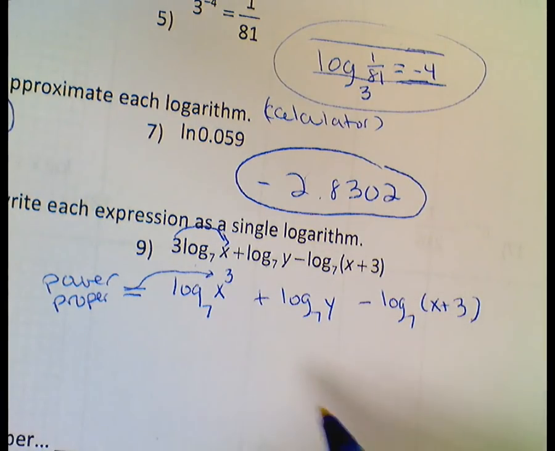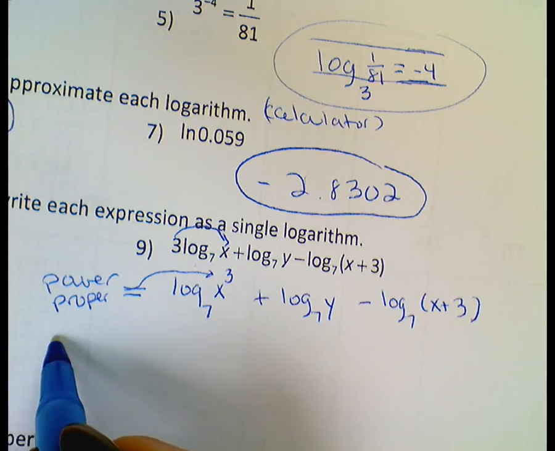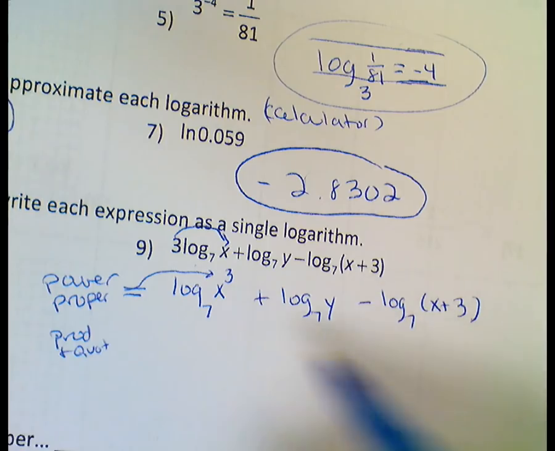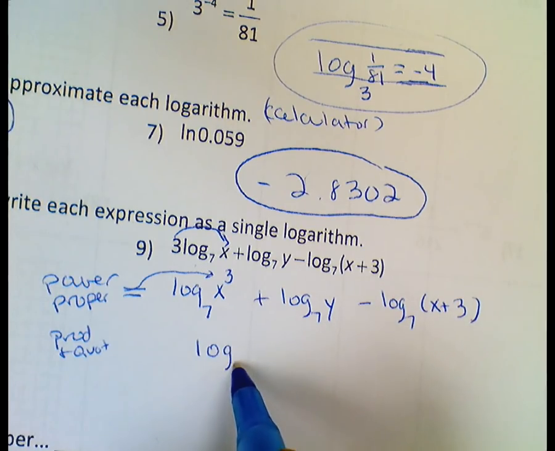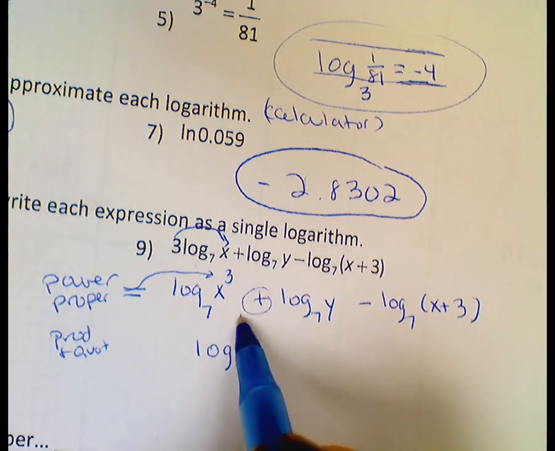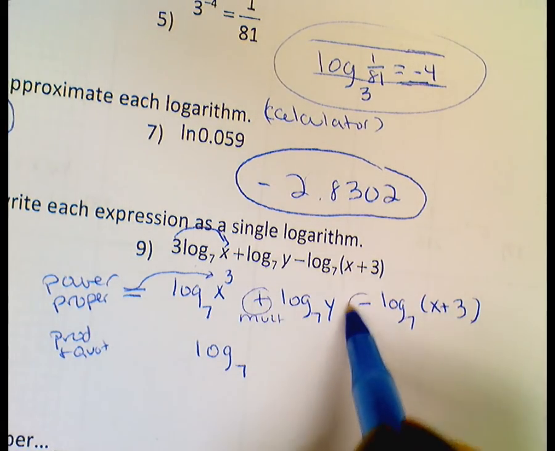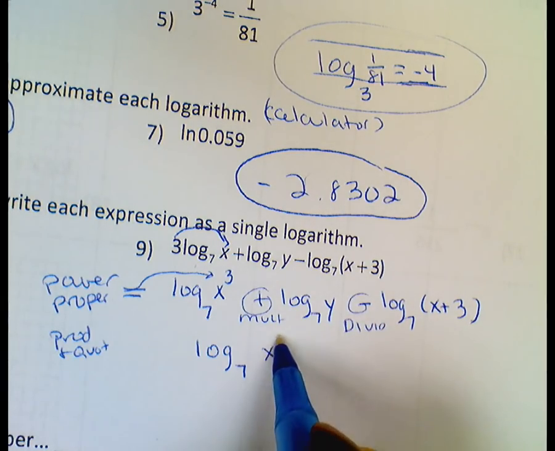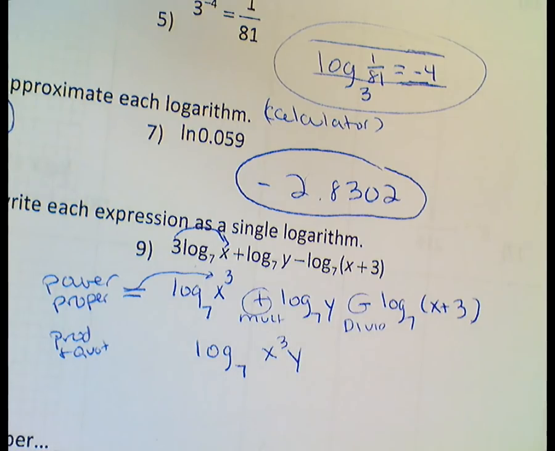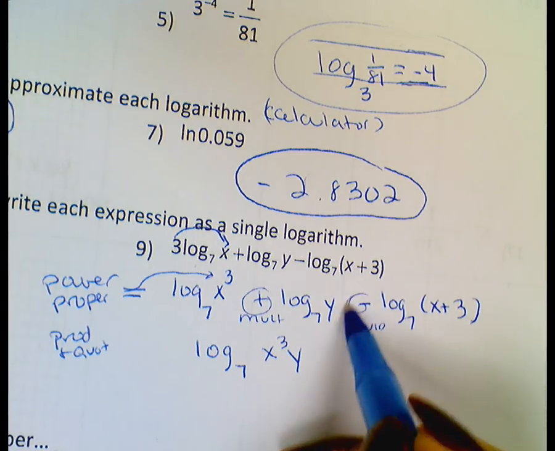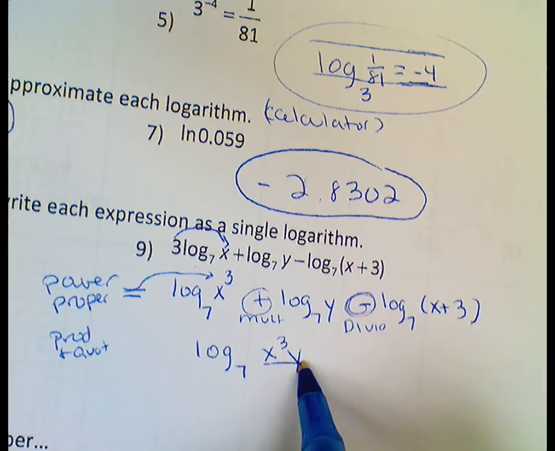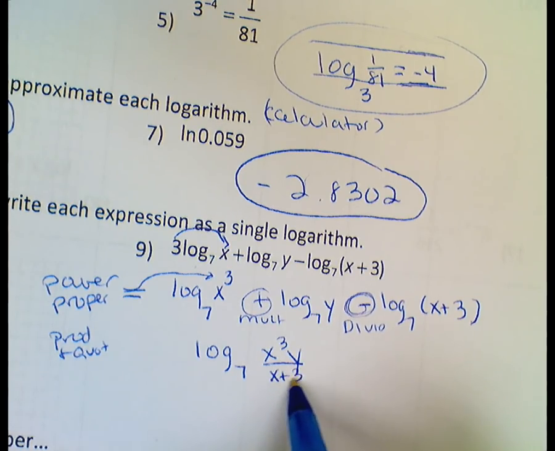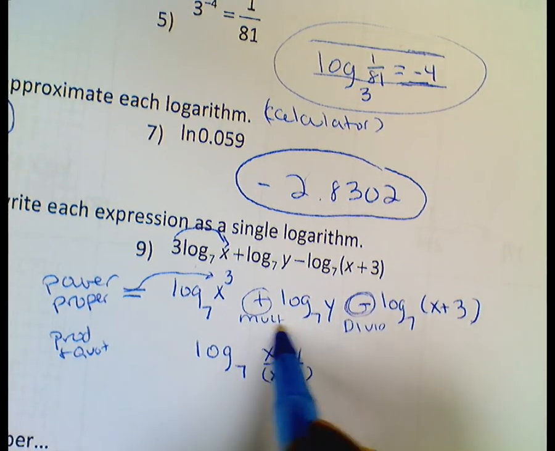Now, the next thing I'm going to do is apply the product property and the quotient property all in one step because we're going to go single log now. If you see a plus sign, you're going to multiply. And if you see a subtraction, you're going to divide. So you're going to go x cubed times y, but you're going to divide x plus 3. This is your answer.